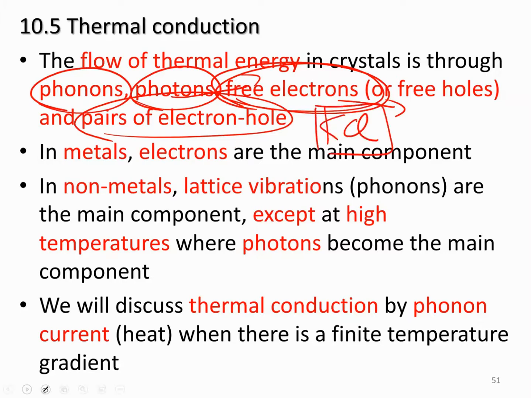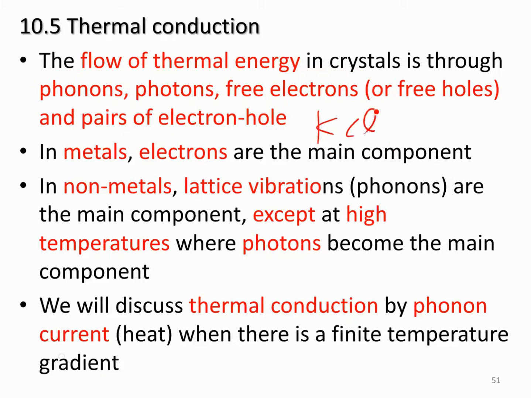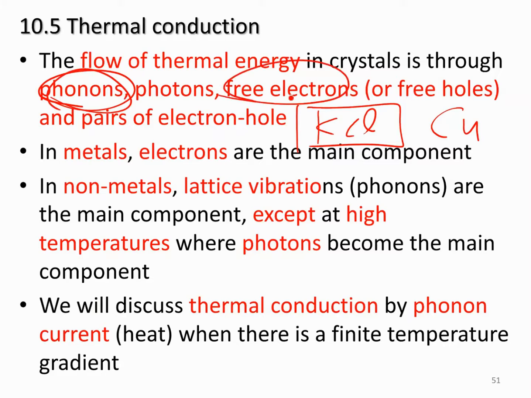For KCl, the thermal conductivity only involves phonons. But for copper, the thermal conductivity involves both phonons and free electrons. Okay, but this chapter will emphasize phonons, therefore we only discuss the phonon.